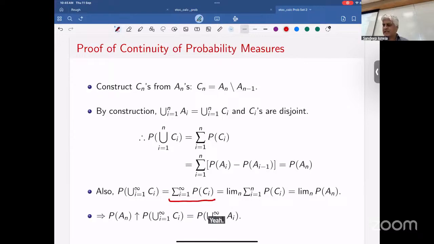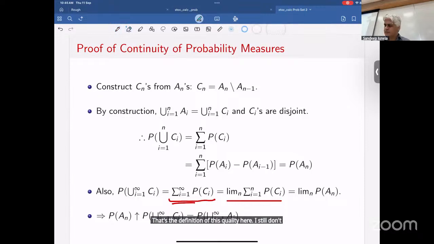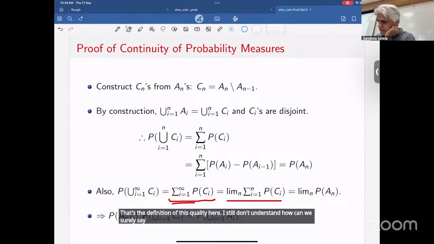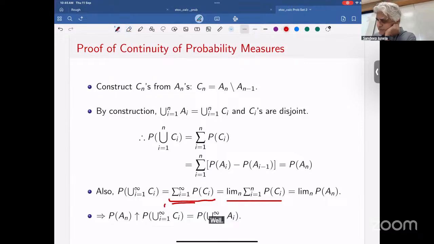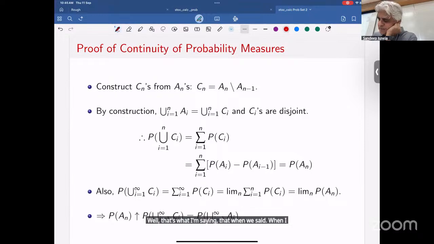So this exactly means that this is this quantity, right? Wait, that's a definition of this quantity here. I still don't understand how we can surely say that the limit exists. Well, that's what I'm saying: when I defined the probability measure and said that this is true, what I'm really saying is that this quantity here is equal to this quantity.